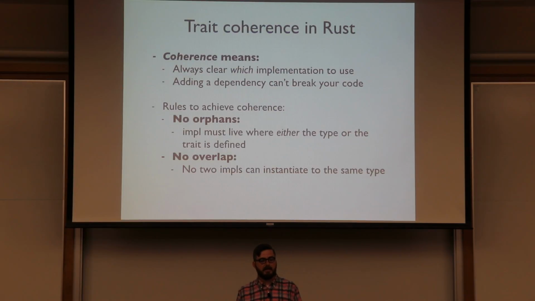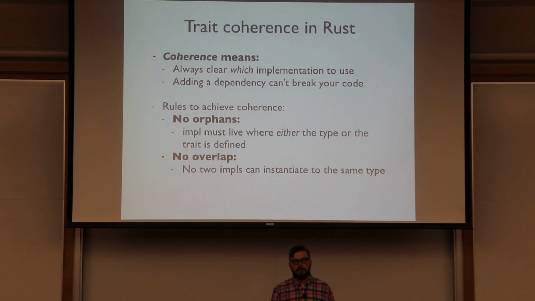We want it to be the case that if an implementation exists, there's always a unique one. And as part of that, you should be able to add new dependencies to your project, bring in new libraries, without that ever breaking your code. That might seem like kind of a non sequitur, but the point is, if any library could add any implementation, and we wanted to rule out these conflicts, then just the act of bringing a library into your project could break your code. And we don't want that either. So that's what we're trying to achieve.